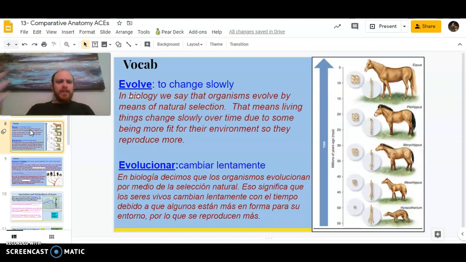This word evolve is a good word to know how to use. It just means to change slowly. When we talk about evolution in biology, we talk about how life is changing slowly, but other things can evolve too. Your ideas can evolve. Politicians often talk about how their ideas have evolved on a situation. If they've been a politician for a long time, they might have a different stance on something.